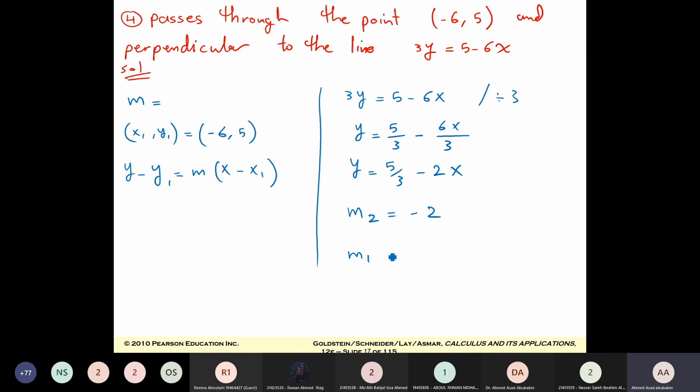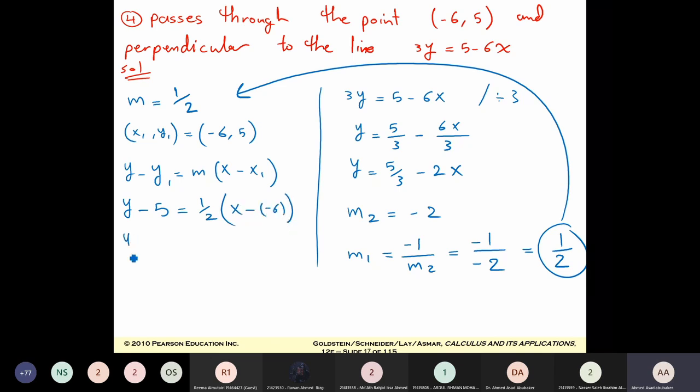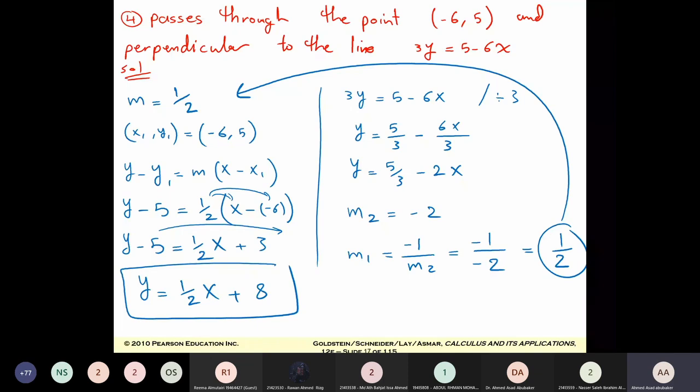Now the slope of our line is equal to minus 1 over m2, so minus 1 over negative 2, so we have 1 over 2. Now we can find the equation of our line: y minus 5 equals half times x minus negative 6. So y minus 5 equals half x plus half times 6, which equals 3. Move the negative 5 to the other side, so we have y equals half x plus 8. This is the equation.